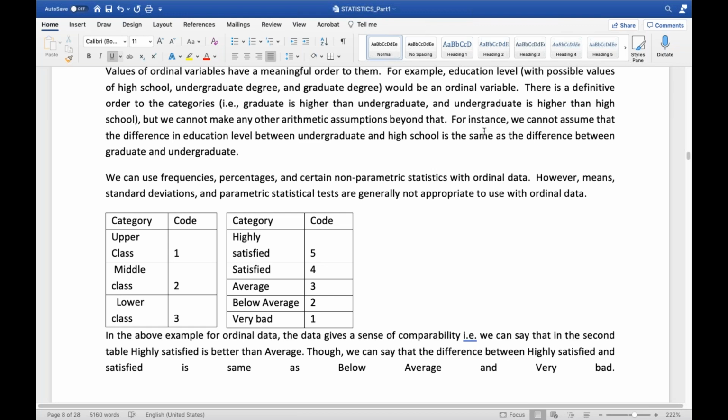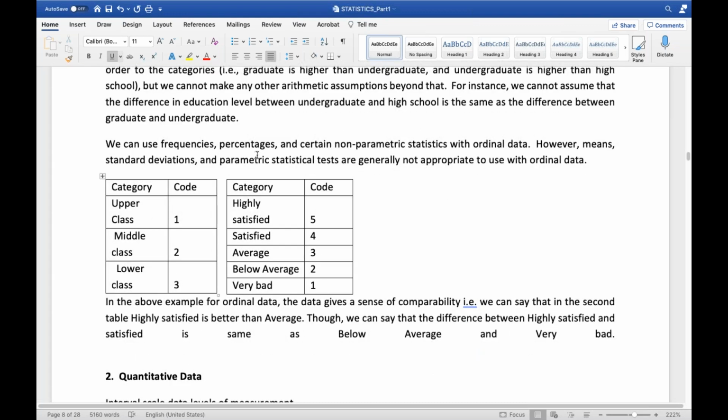Only the comparison we can do. For instance, we cannot assume that the difference in education level between undergraduate and high school level is the same as the difference between graduate and undergraduate. So we can use frequencies, percentages, and certain non-parametric statistics with ordinal data. However, mean, standard deviation, and parametric tests are generally not appropriate for ordinal data. You cannot apply them.